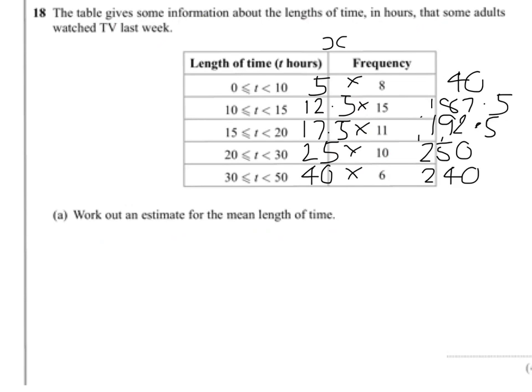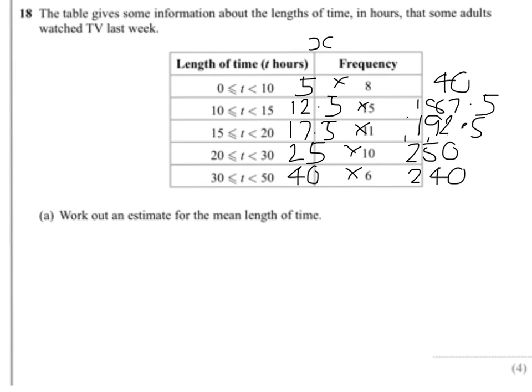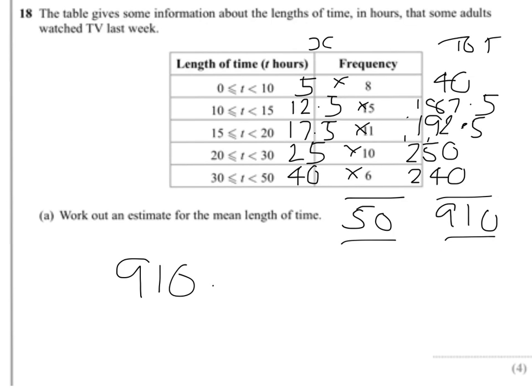So our frequencies come to 50, and our totals come to 910. So remember, you're estimating that 8 people watched 5 hours of TV, 40 hours in total. So this is the total of the totals, which is 910, and we divide that by the frequency, which is 50, and that comes to 18.2 for the answer.